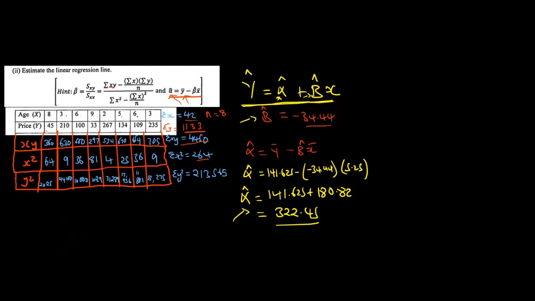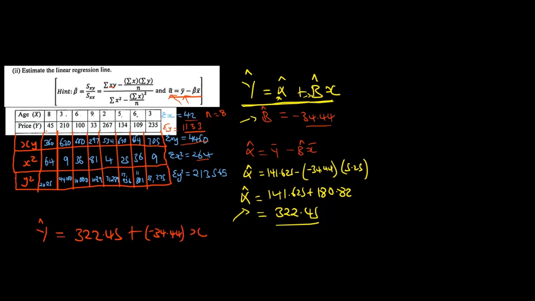We're going to say our linear regression line will just be y cap equals alpha cap, which is 322.45, plus the b cap, which is minus 34.44, and then multiplied by x.